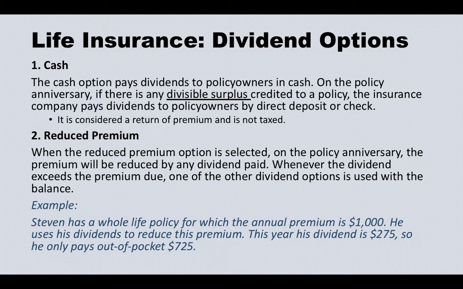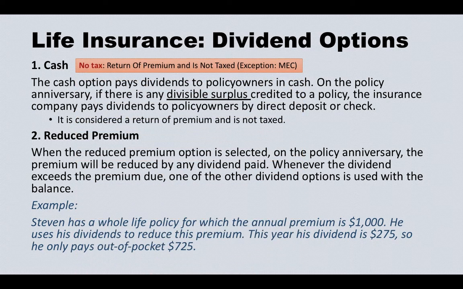Simple example, say Steven has a whole life policy for which the annual premium is $1,000. He uses his dividend to reduce his premium. This year, his dividend is $275, so his out-of-pocket payment is only $725. So this is reduced premium.